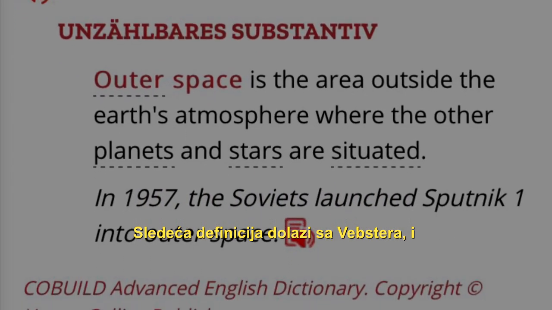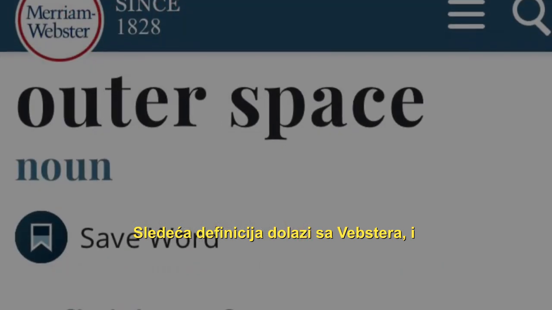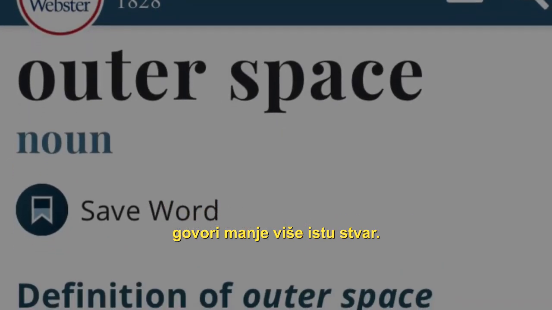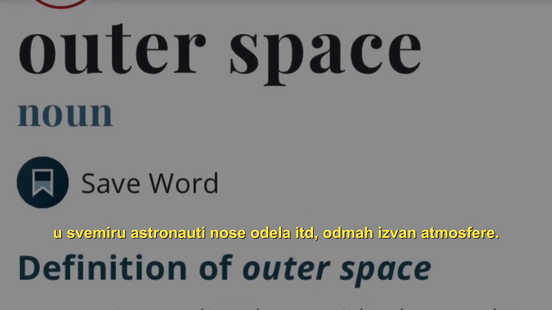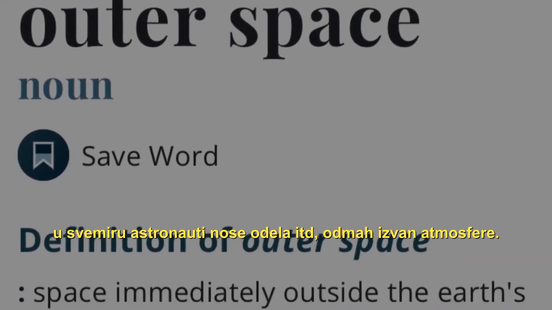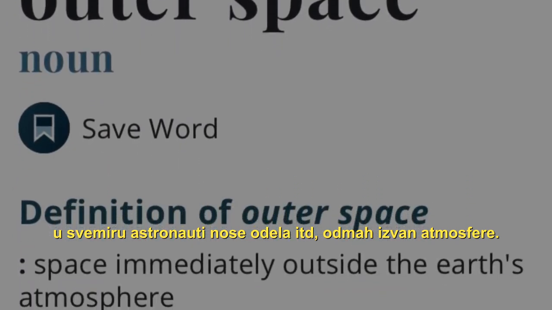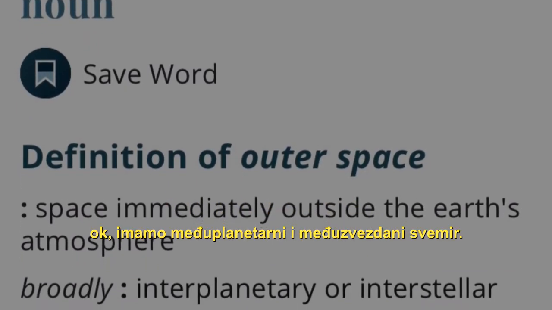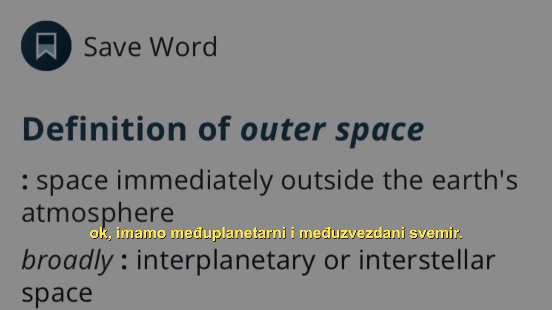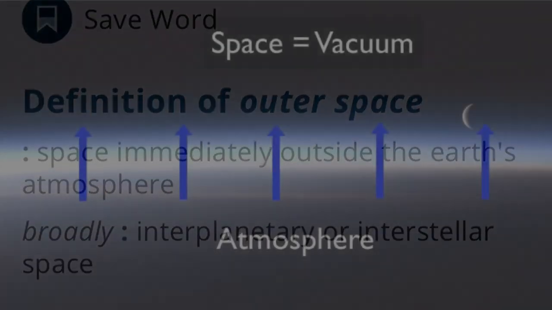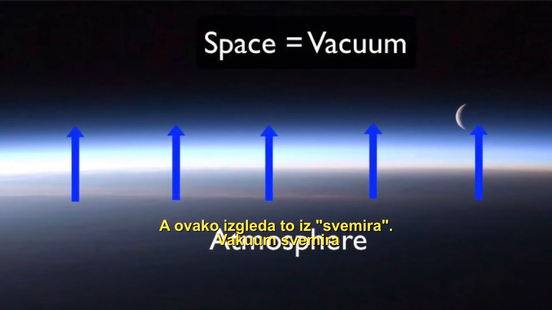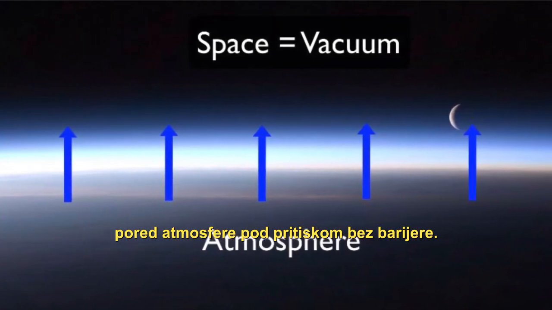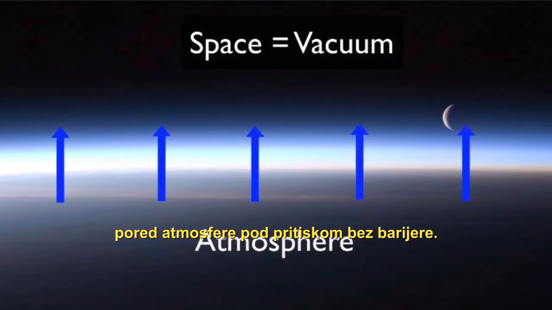And the next one is going to come from Webster's, and it's going to say pretty much the same thing, outer space. This is why they have astronaut suits and so forth, right? Space immediately outside the Earth's atmosphere. Okay, interplanetary or interstellar space. This is what it looks like. The Earth, the atmosphere, and the vacuum of space with no barrier.